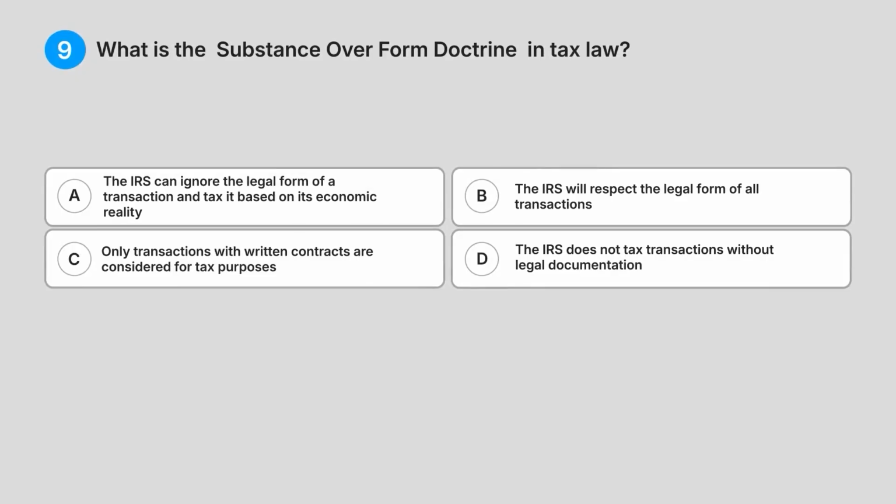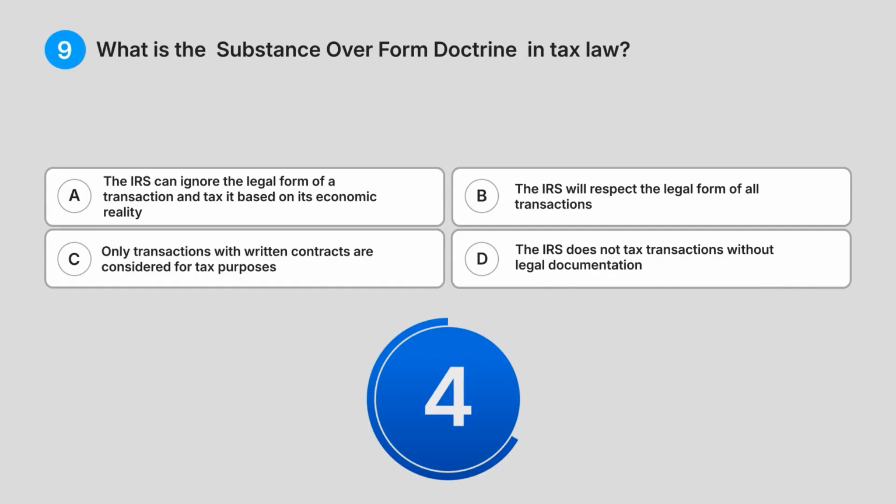9. What is the substance over form doctrine in tax law? A. The IRS can ignore the legal form of a transaction and tax it based on its economic reality. B. The IRS will respect the legal form of all transactions. C. Only transactions with written contracts are considered for tax purposes. D. The IRS does not tax transactions without legal documentation. Do you know the answer?